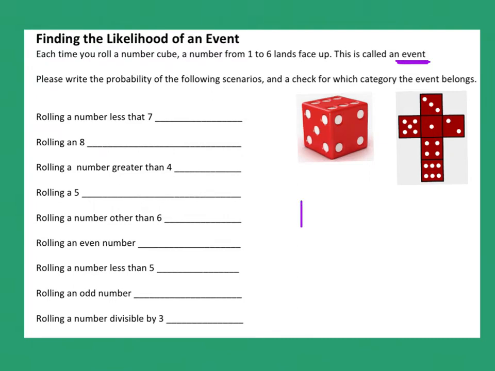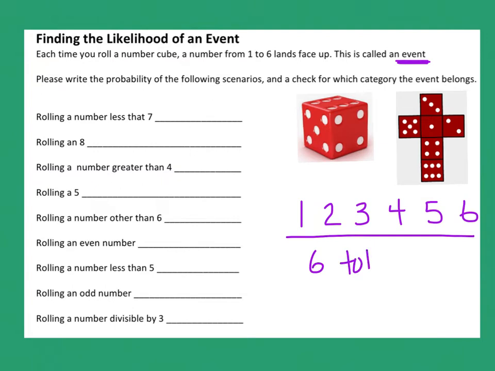So I'm going to list those out just so I can see them in number form instead of in the dots. 1, 2, 3, 4, 5, 6. Then as we look at these questions, we're going to be asking ourselves, looking at these 6 things, I have 6 possible outcomes. 6 total outcomes. Those are the possible things.